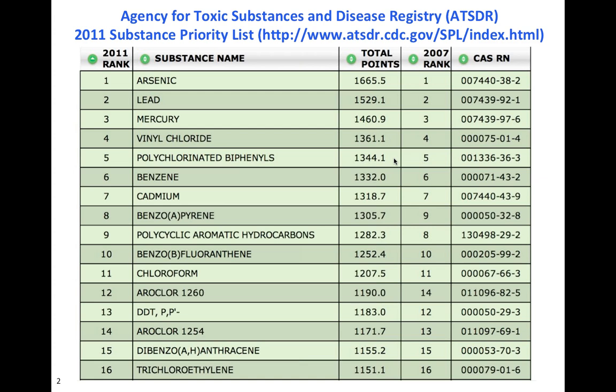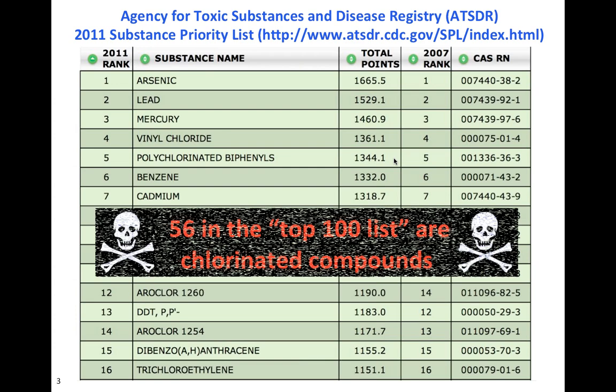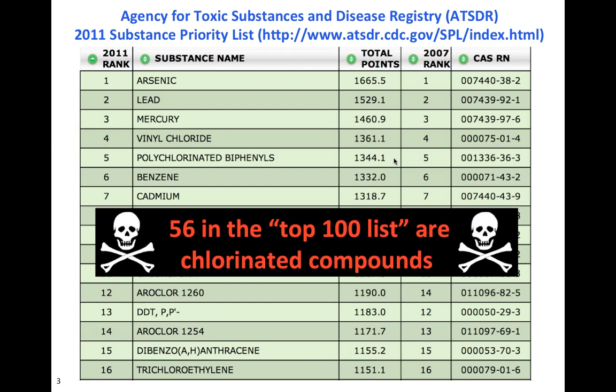that are listed on the ATSDR, the Agency of Toxic Substances and Disease Registry website. So that's from 2011, and it's a ranking of the top 100 pollutants. And if you go through this list, and now on the next slide, slide number 3, I counted all of these, the chlorinated pollutants that are listed on this site. And more than half, 56 of the top 100 pollutants listed are actually chlorinated compounds.